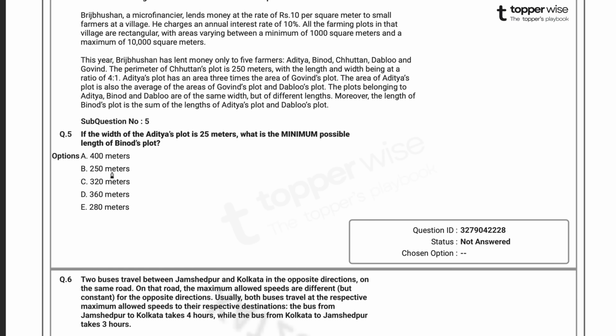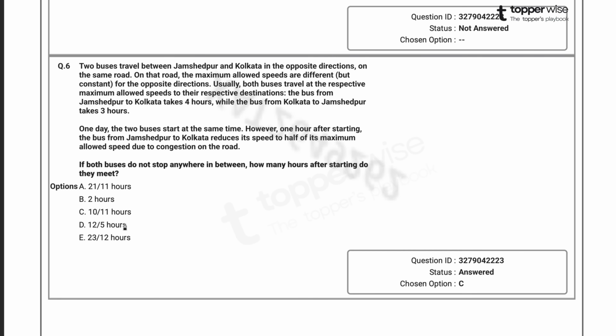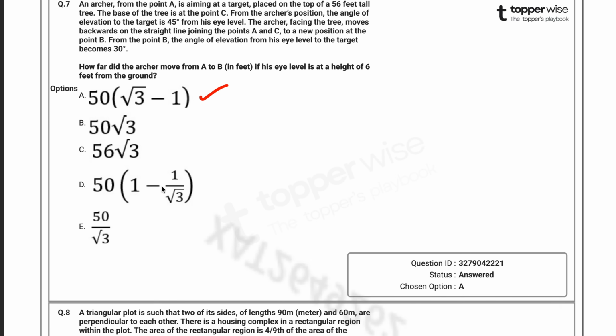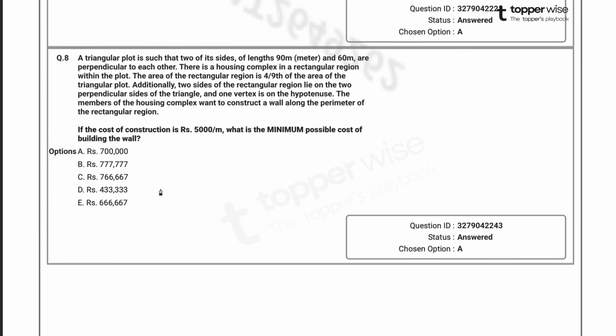For the fifth question, the answer will be C, which is 320 meters. For the sixth question, the answer will be A here, 21 by 11. For the seventh question, the answer will be A again, 50 under root 3 minus 1. For the eighth question, the answer is A again, 7 lakh.